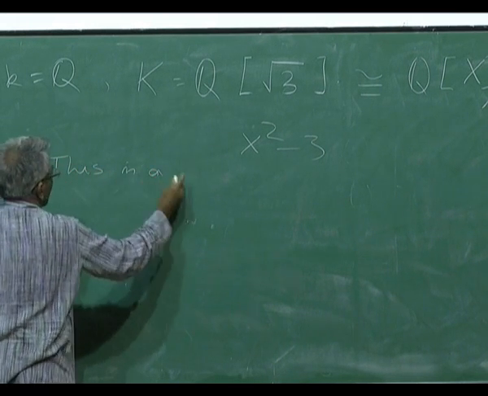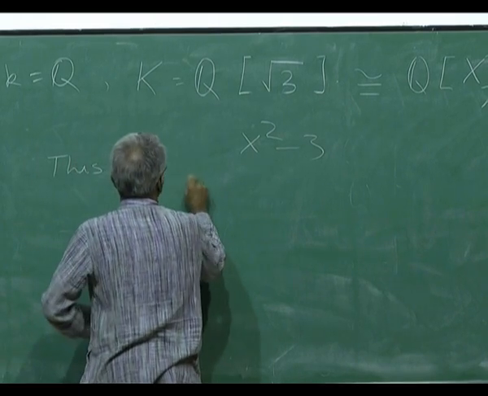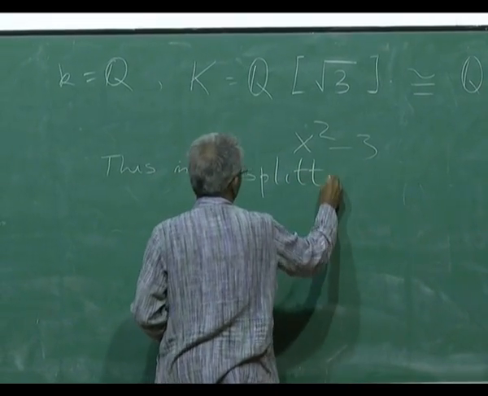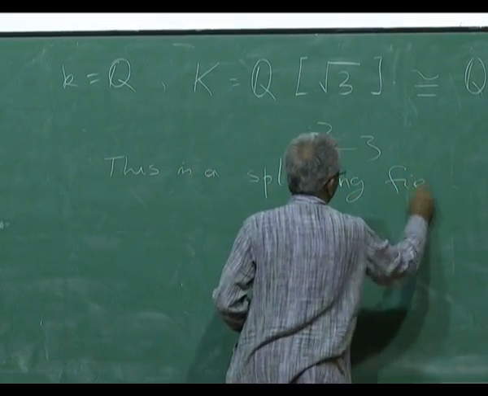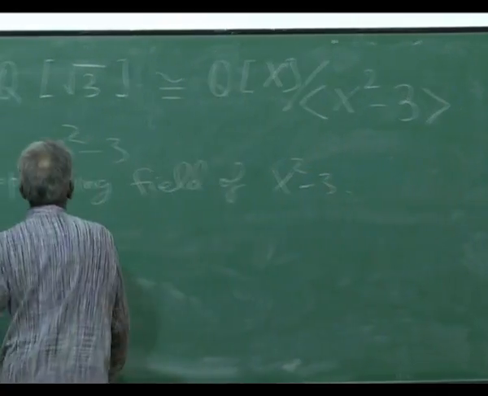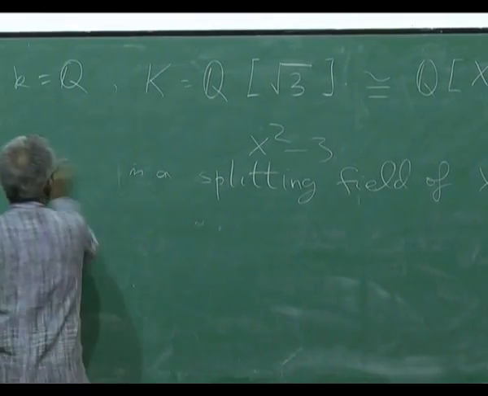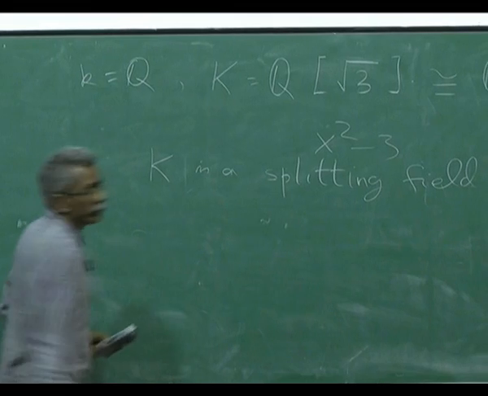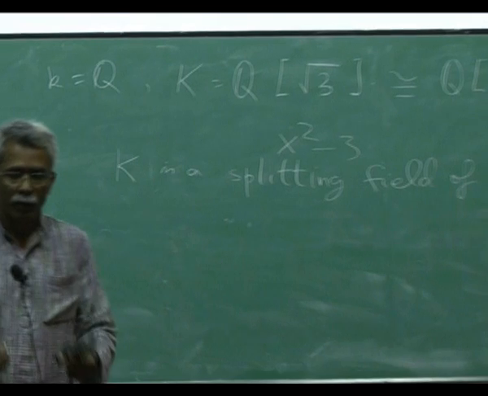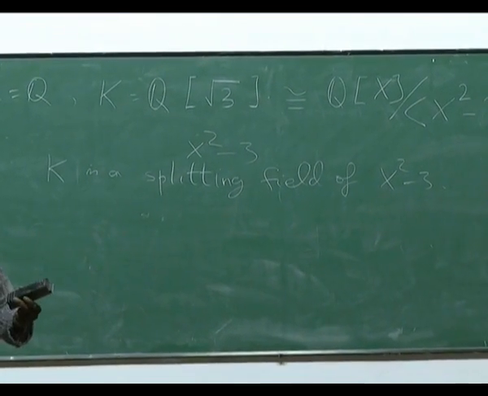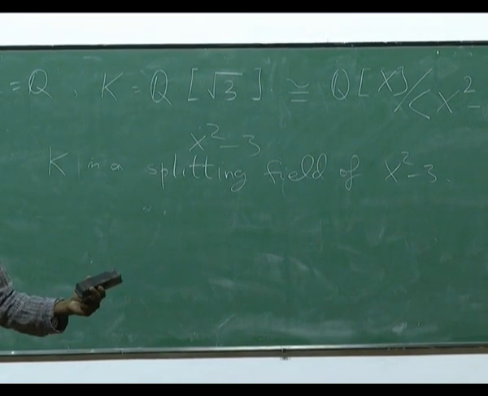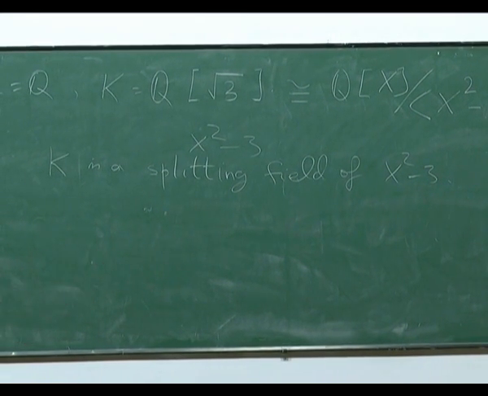This is a split. Okay, this expression also is something we will need. Splitting field of x square minus 3. Okay, this meaning capital K is a splitting field of this. What is the meaning of splitting field of a polynomial? If you can factorize that polynomial completely into linear factors in that field, but not in any smaller field, then you say that this is a splitting field.